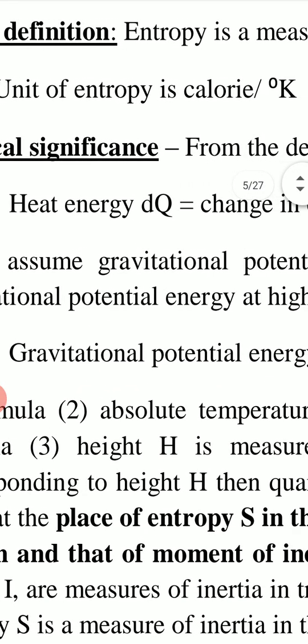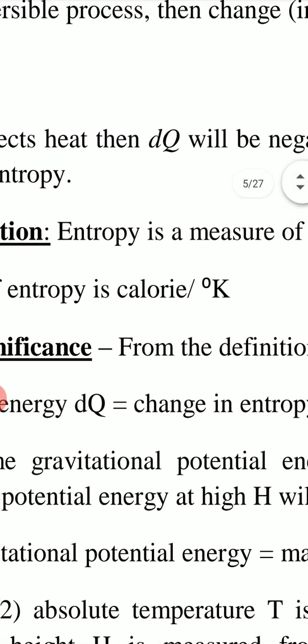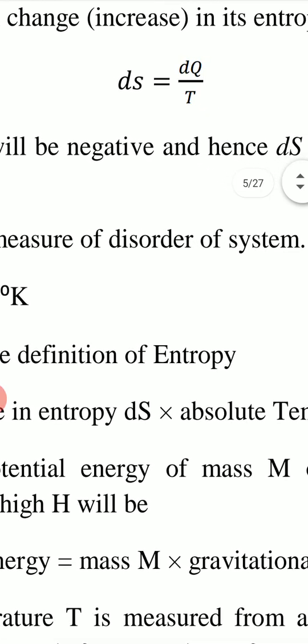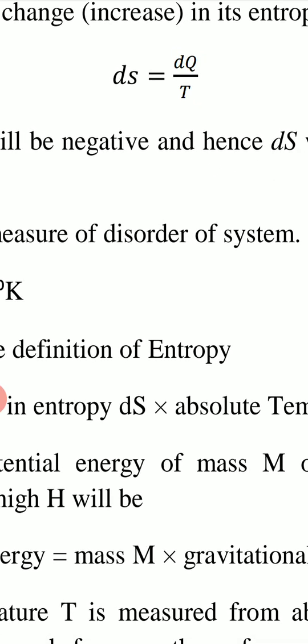Unit of entropy is calorie per degree Kelvin. It is from this definition. dq is the heat and unit of heat is calorie. So, unit of entropy S will be calorie per degree Kelvin. Unit of temperature T is degree Kelvin.